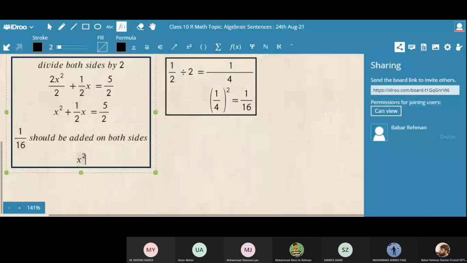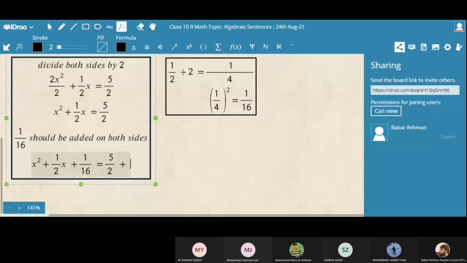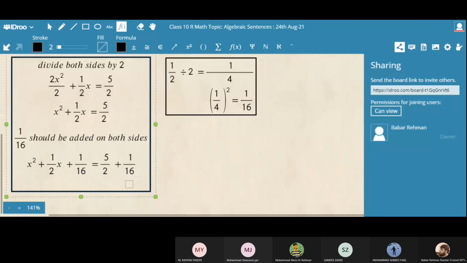x square plus half x. Okay, are you getting? Now I am writing 1 upon 16. I'm adding 1 upon 16 on both sides: 5 upon 2 plus 1 upon 16. Hope you got this concept.